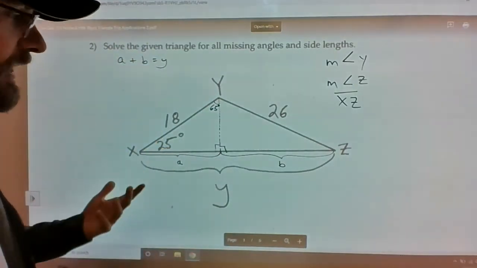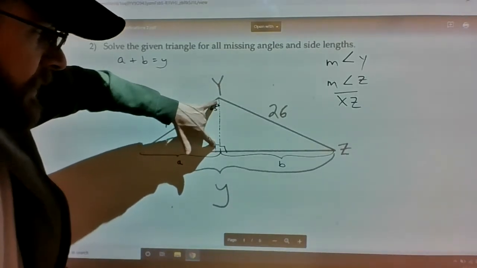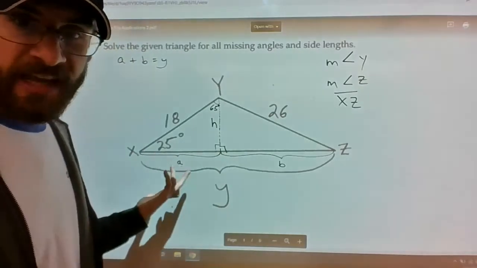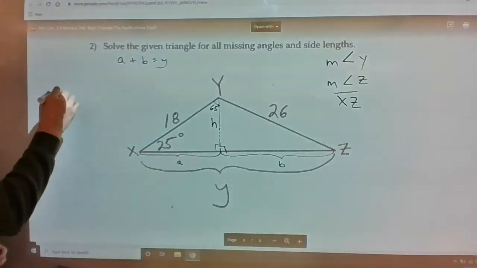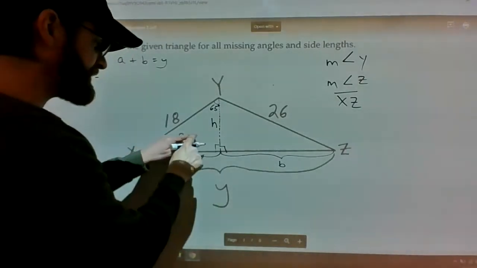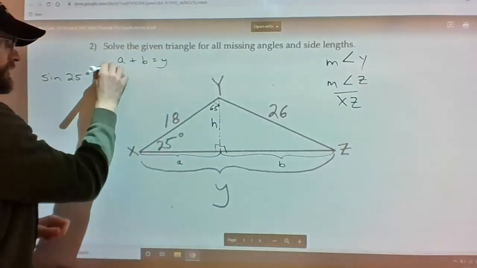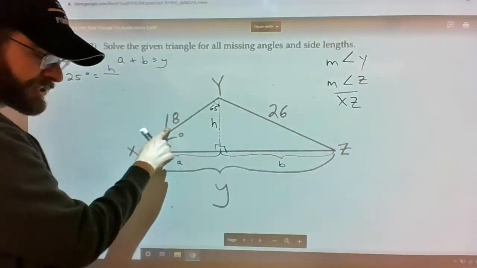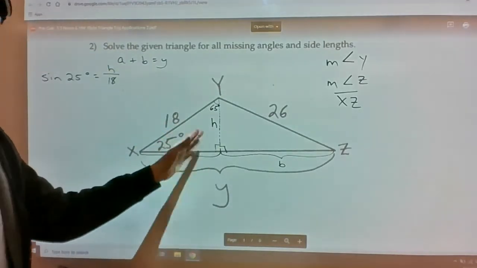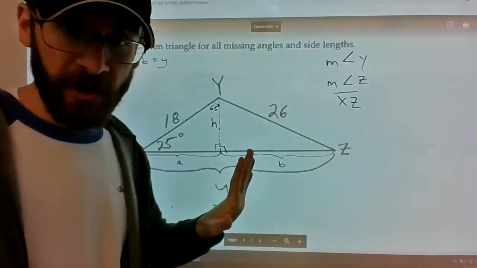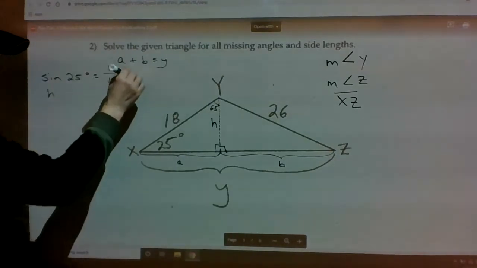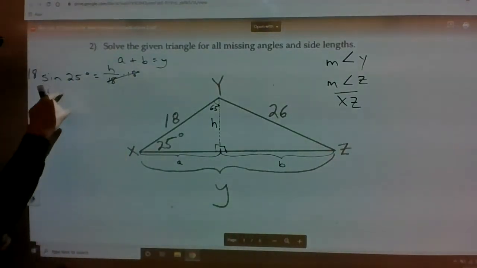And then we can also use the fact that this length here can be found by using h for height. I can't use a for altitude because I already used it. So here's what we got. Sine of 25 degrees, remember, equals the opposite side, h, divided by the hypotenuse of this particular right triangle, 18. And solving for h is going to be helpful now for solving the other right triangle. I don't want to jump ahead though. So h equals 18 times the sine of 25 degrees.